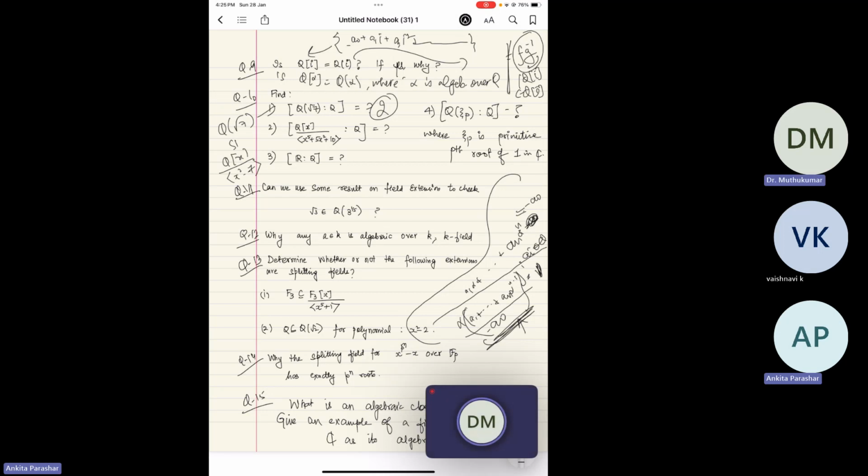Okay, so we can think about it another way. You know that this is a field, Q[x] mod (x⁵ + 5x² + 10). This is a field, right? If this is a field, then it should be a vector space over Q. If it is a vector space over Q, it should have a basis over Q. So can you try writing a basis for this extension over Q?